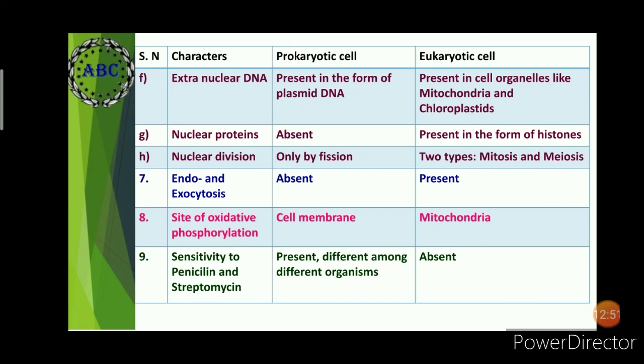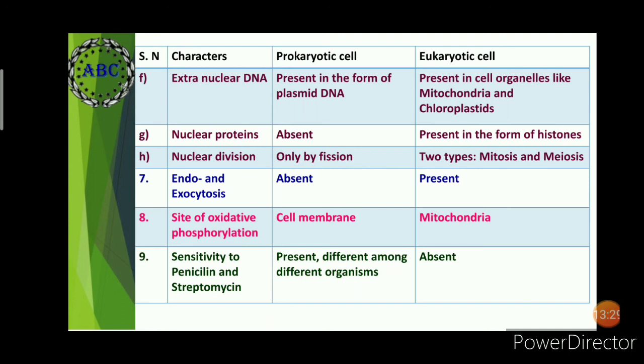Nuclear proteins are totally absent in prokaryotic cell, whereas they are present in the form of histones in eukaryotes. Prokaryotic cell shows nuclear division only by fission, whereas eukaryotic cell shows two types of nuclear division, that is mitosis and meiosis. Endocytosis, exocytosis, and similar mechanisms are totally absent in prokaryotes, whereas they are present and carried out by the Golgi complex and endoplasmic reticulum in the eukaryotic cell.